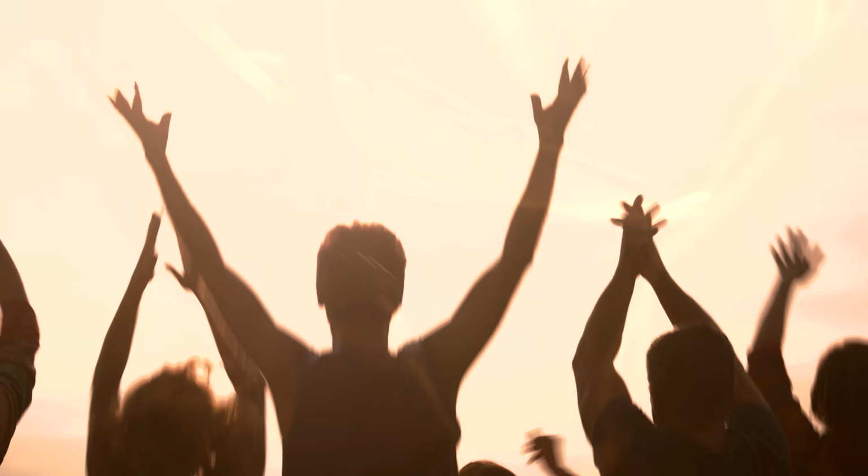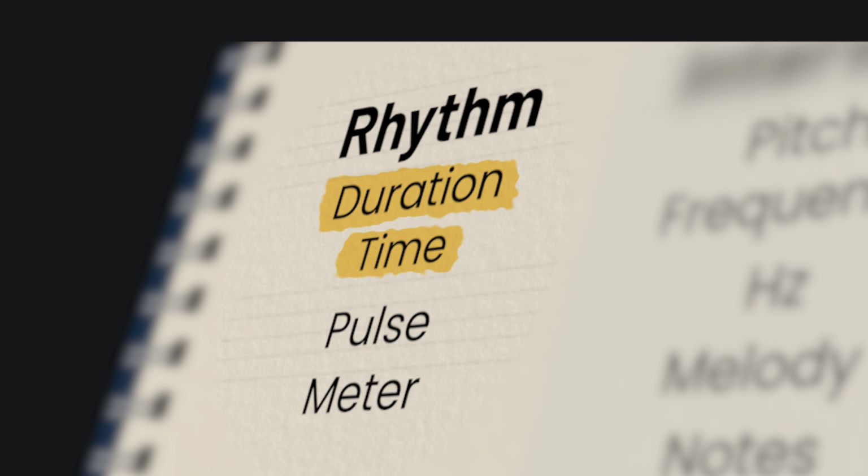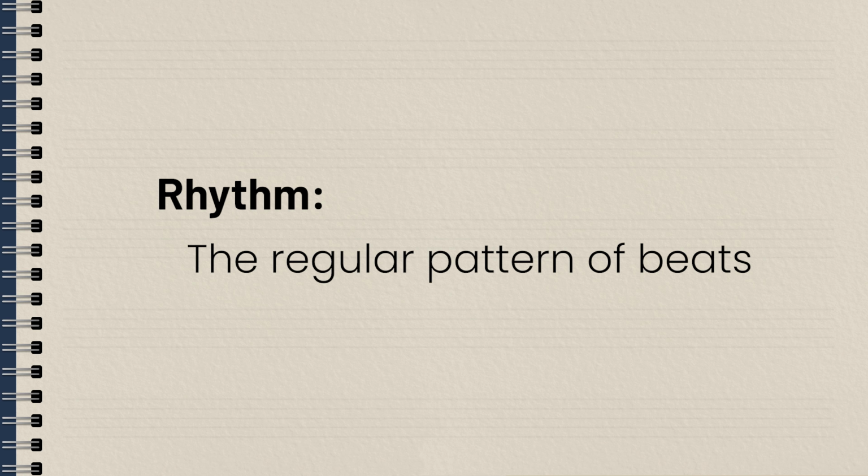Early humans probably discovered rhythm by banging stones and wood or clapping their hands together and used it in their rituals. For simplicity, we will discuss all concepts like duration, time, pulse, and meter under the general term rhythm. Even though everyone knows what rhythm is, the definitions are often complicated. As a basic definition, we can say that rhythm is the regular pattern of beats in music.